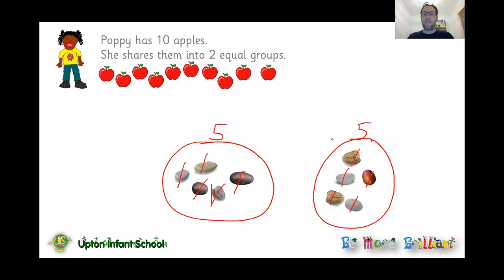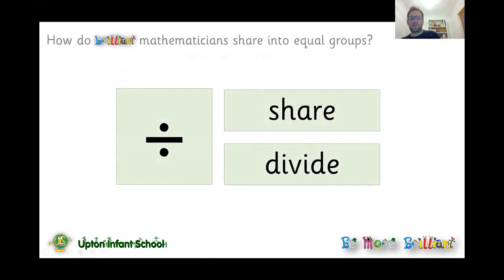Now let's just have a little think about what we've done. We started with 10 apples. We shared them into 2 equal groups and we've ended up with 5 in each group. A posh word for sharing is divide. We've divided them into 2 equal groups, and we've actually got a special way of writing divide down, which I'm just about to show you.